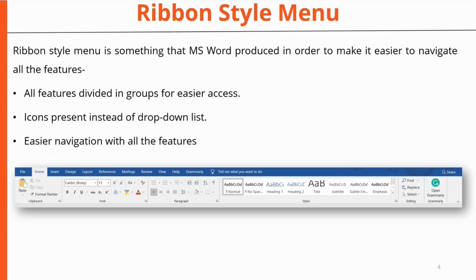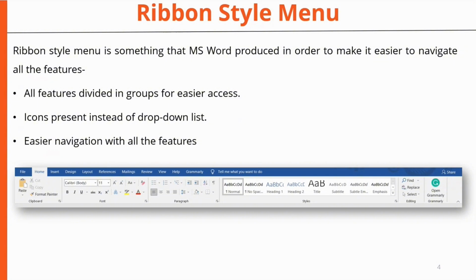Secondly, icons are present. There are different icons available for the different features and the different functions that are there. And the most important thing is, instead of a drop down list, it is already there in the ribbon menus. Yes. So think about it.